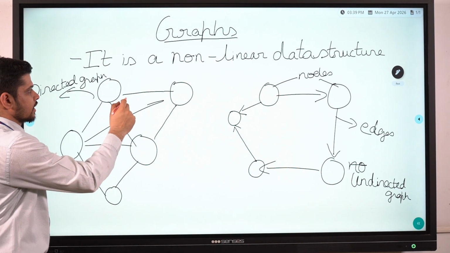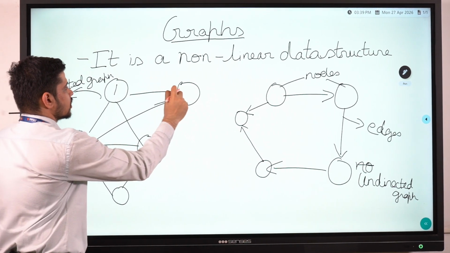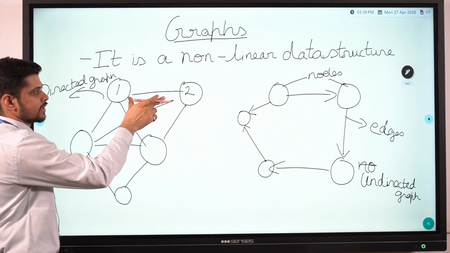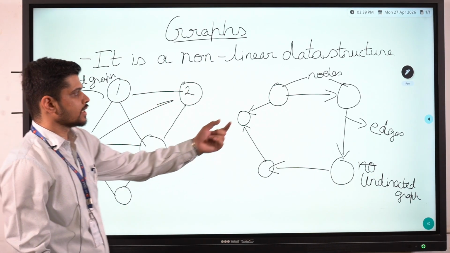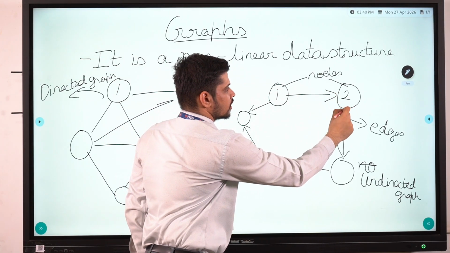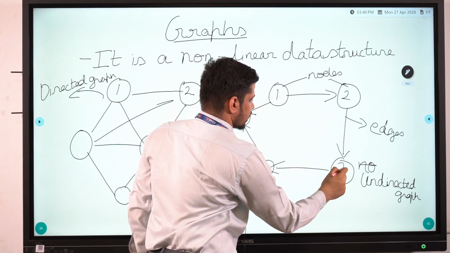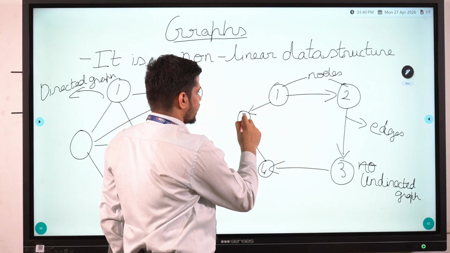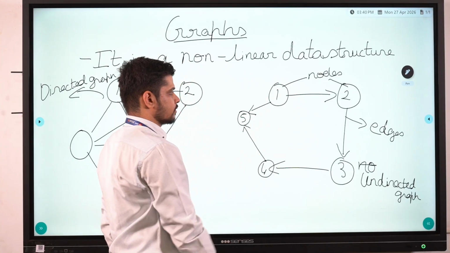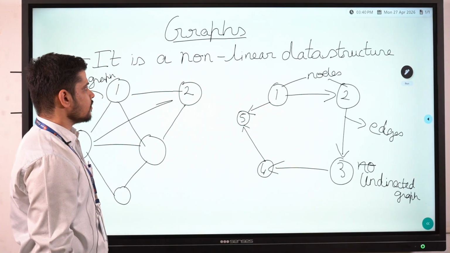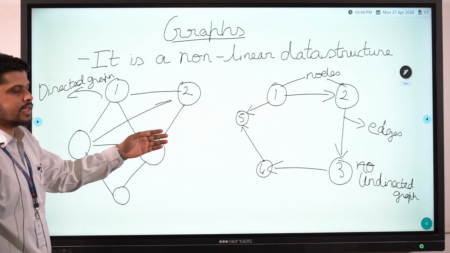And these are undirected. So I can move from node 1 to node 2 and successively I can move from node 2 to node 1. There is no restriction here. But here there is a restriction that I can only move from node 1 to node 2, from node 2 to node 3, from node 3 to node 4, from node 4 to node 5 and from node 1 to node 5. We can only move in one direction. So this was about the directed and the undirected graphs.